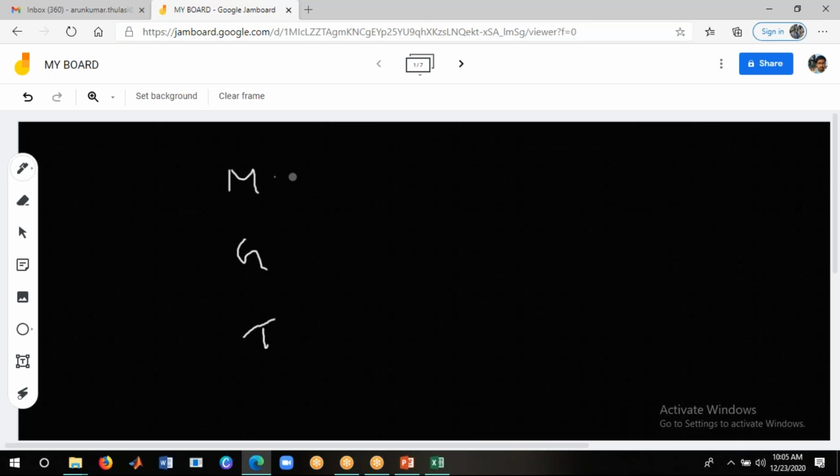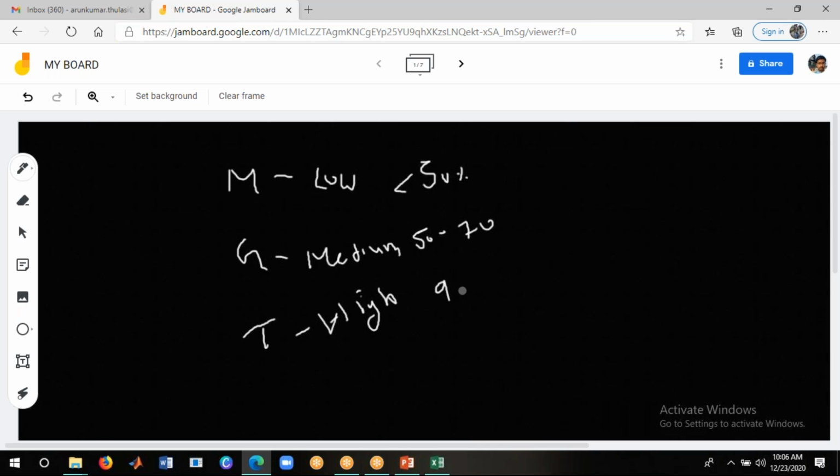We already obtained the efficiency of motor and generator by using the Swinburne's test. We get a low efficiency for the motor, a medium efficiency for the generator, and a high efficiency for the transformer. So these three devices can be differentiated by their level of efficiency. Generally, the motor efficiency is always less than 50%, the generator efficiency lies between 50 and 70%, and the transformer efficiency is 90 to 95%.